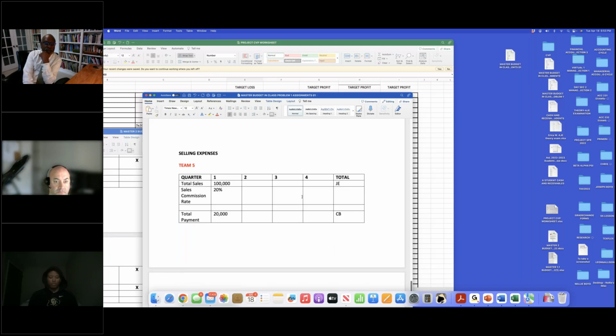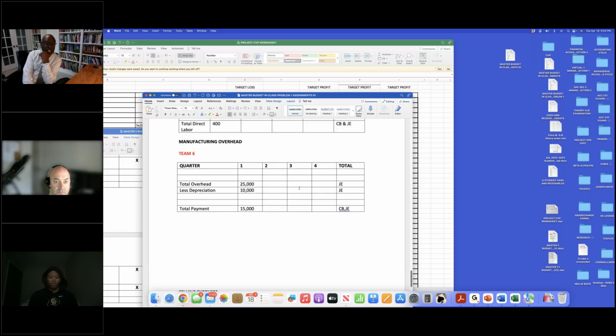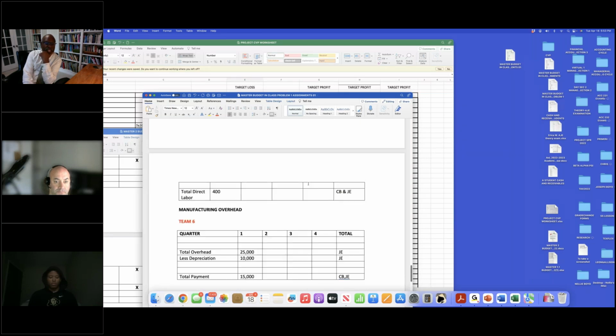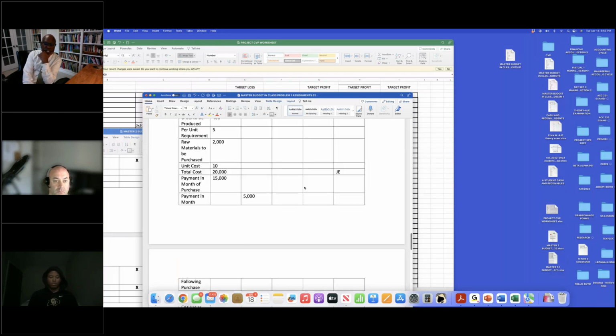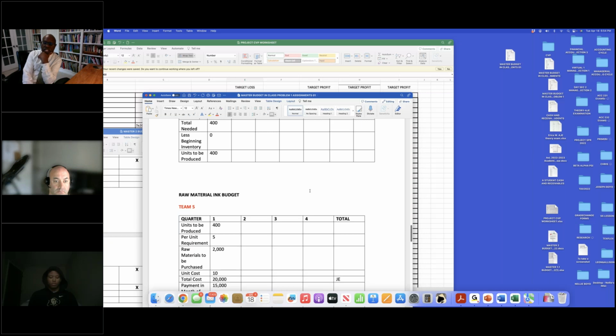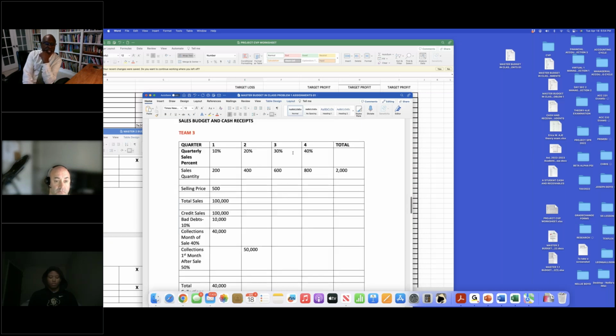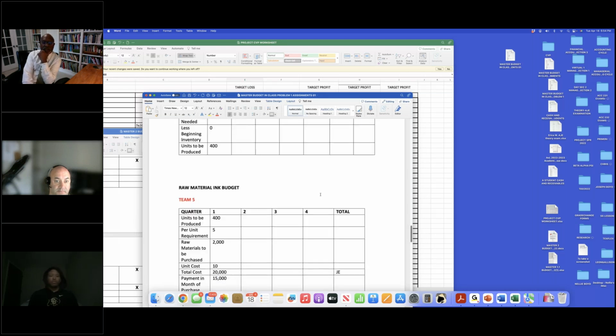Not 10 minutes worth of work. Overhead stays the same. And even, these are not that bad. You only got 2 difficult schedules: sales and production budget. If your sales budget is correct, and if your production budget is correct, then these others do not take that long to do.